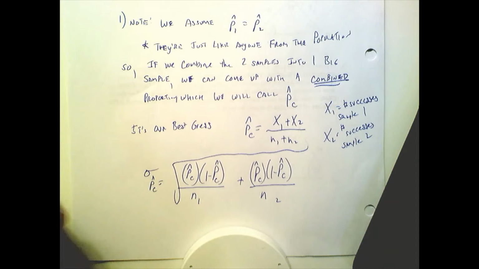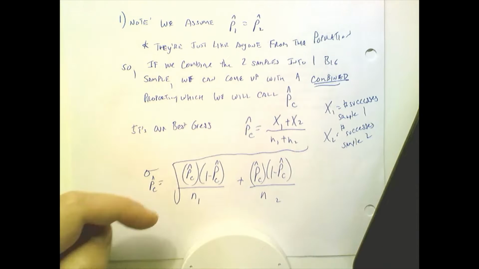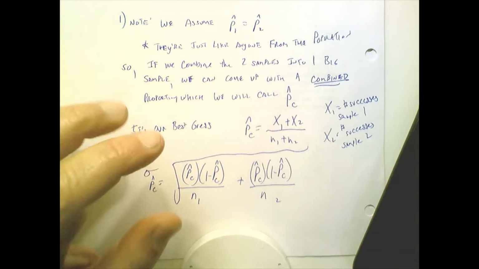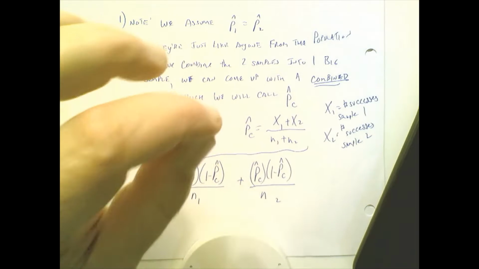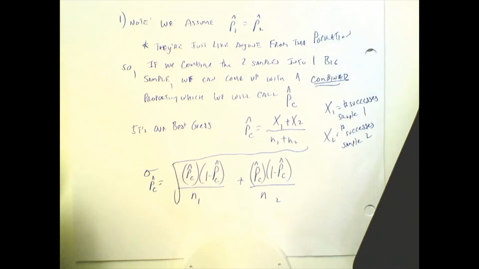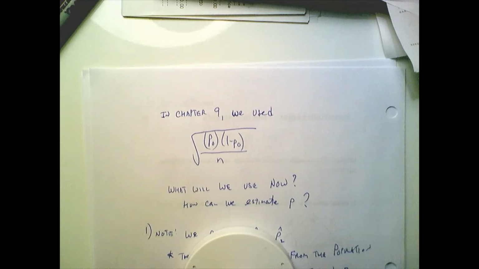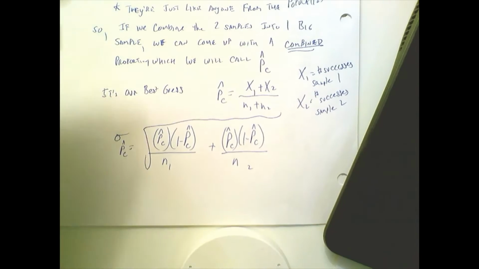P hat sub C, 1 minus P hat sub C, over N1 the first time, over N2 the second time. So be very, very comfortable with where we get this pooled value. And notice that serves as what we used to use in the prior chapter as our P sub 0. That's going to be what we use for our standard error.